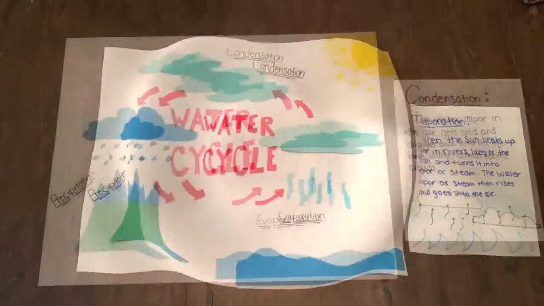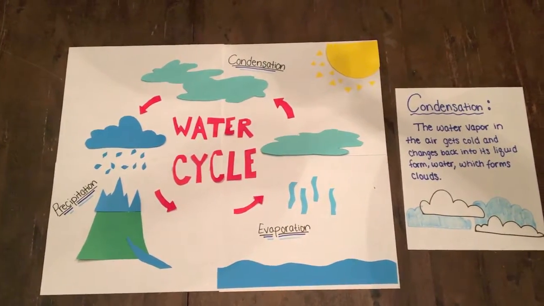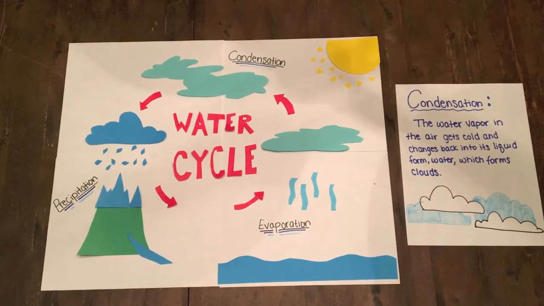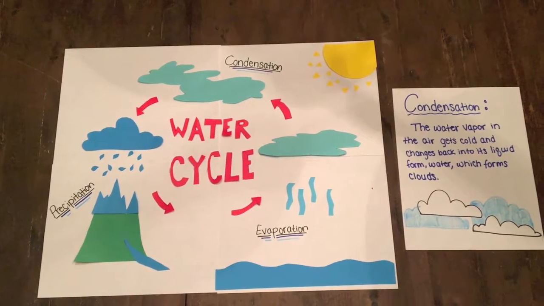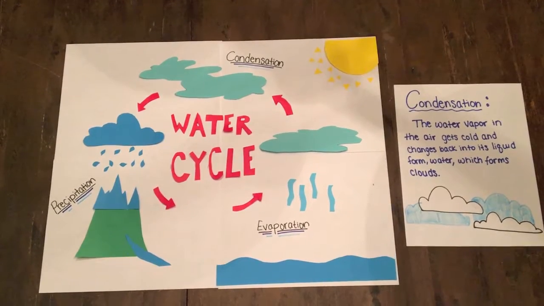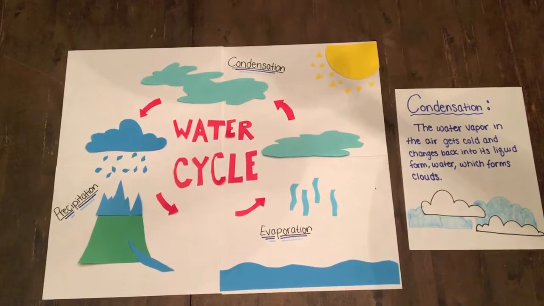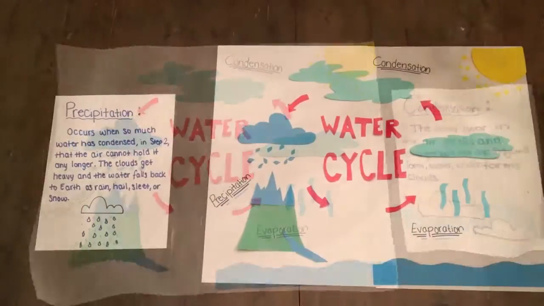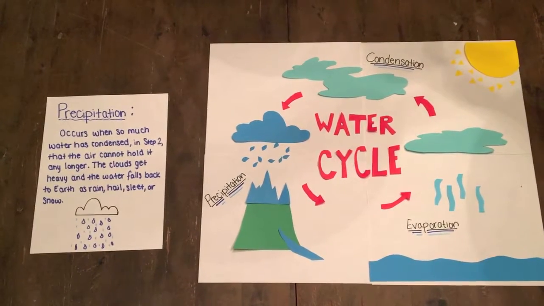The water vapor that was formed in evaporation then helps in step 2, condensation. In condensation, the water vapor in the air gets cold and changes back into its liquid form, water. The liquid form then forms clouds up in the sky. Those clouds in the sky then lead us into step 3, precipitation.